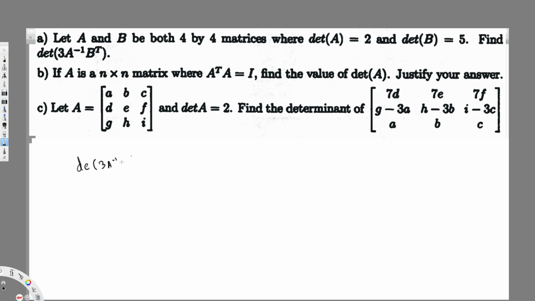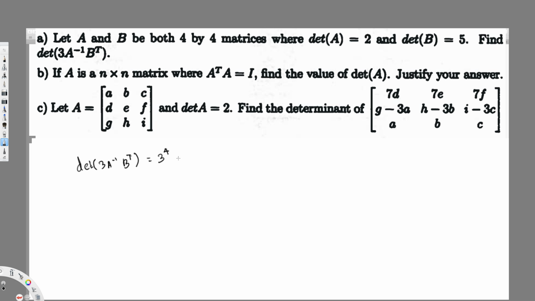3A inverse B transpose. So the first thing I have to notice is, whenever they ask the determinant of this one, if it's 4 by 4, I have to just simply power them. So 4 by 4 means I simply power by 4. If it's 5 by 5, I power by 5. Same thing goes for whatever matrix they are given.